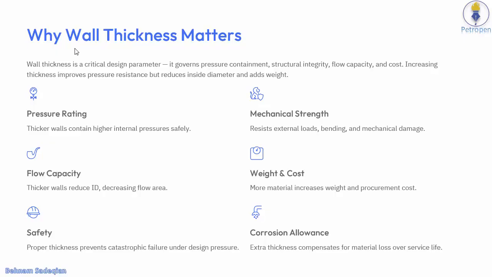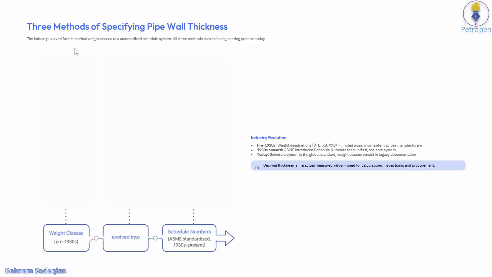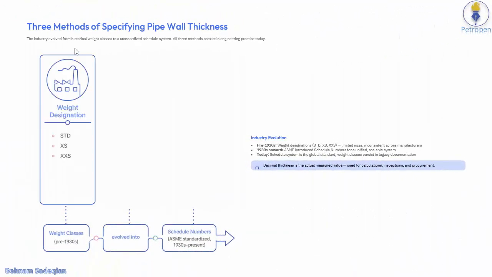Three methods of specifying pipe wall thickness. Throughout the history of piping engineering, three different methods have been used to specify pipe wall thickness. The earliest method was the weight class system, which classified pipes as standard weight, extra strong, and double extra strong, commonly abbreviated as STD, XS, and XXS.